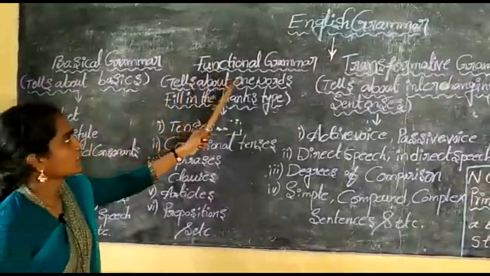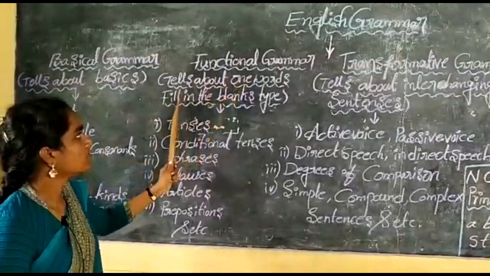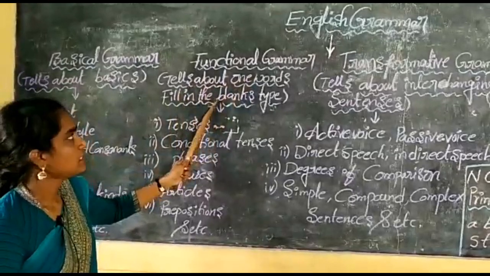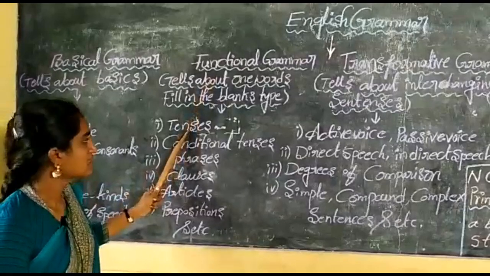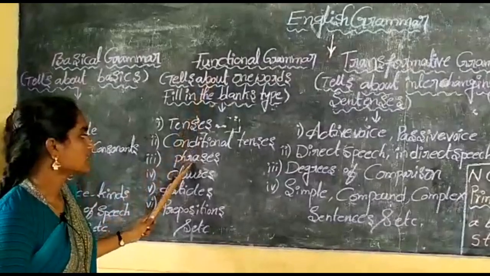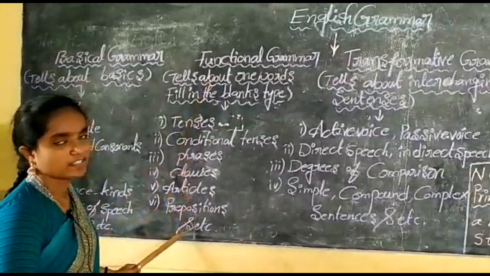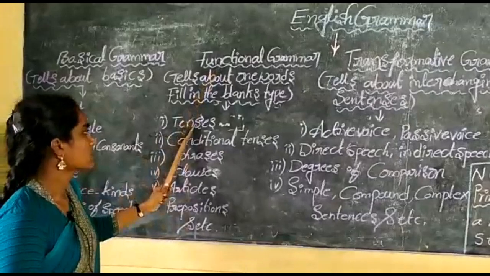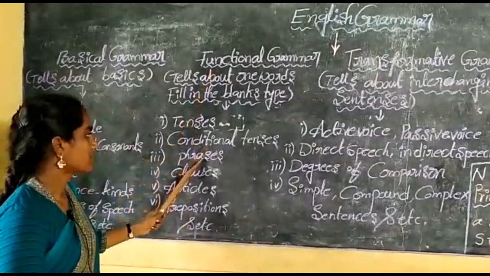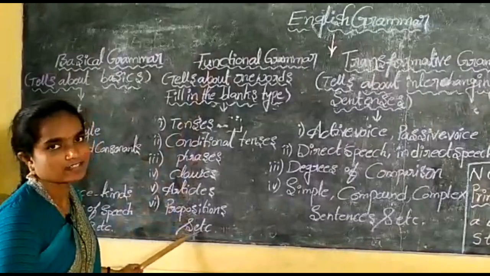Next one is functional grammar. Functional grammar tells about one-word and fill-in-the-blanks types. This functional grammar mainly covers tenses, conditional tenses, phrases, clauses, articles, prepositions, etc.